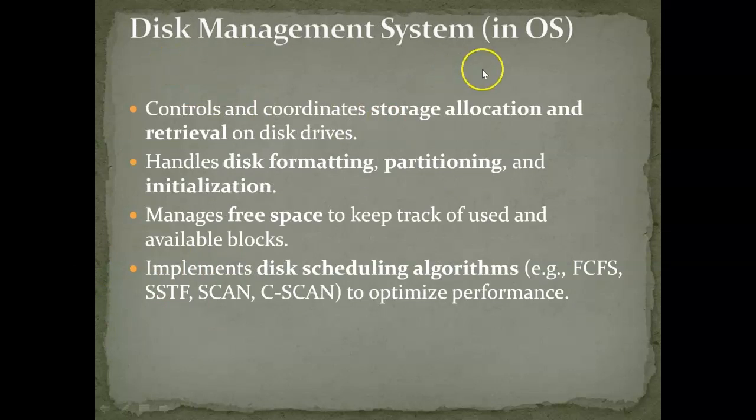Next, the disk management system in the operating system we are going to see now. It is controlling and coordinating the storage allocation and retrieval on disk drives, handling disk formatting, partitioning and initialization. Next is managing the free space to keep track of used and available blocks in your disk, implementing disk scheduling algorithms, which we have talked about, FCFS, SSTF, SCAN, CSCAN, to optimize your performance. This CSCAN stands for circular scan. We'll see a little bit of information about them.